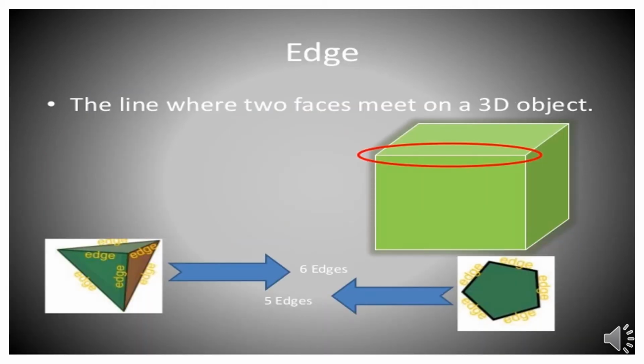Edge, the line where two faces meet, or you can say the joining that combines two faces, it is called as edge. You can see in this cuboid that is circled with red color, right? This white line is edge.